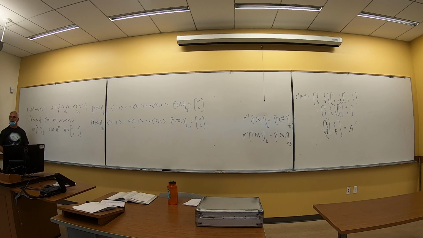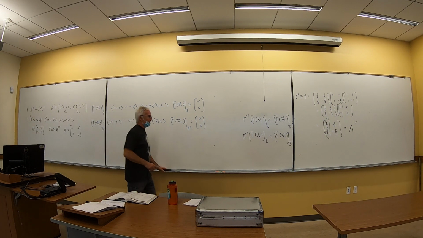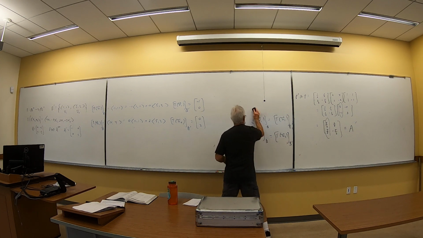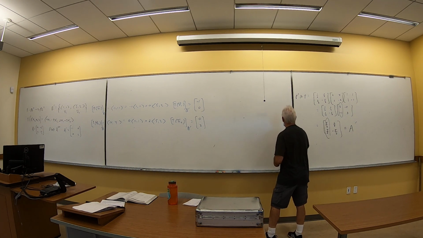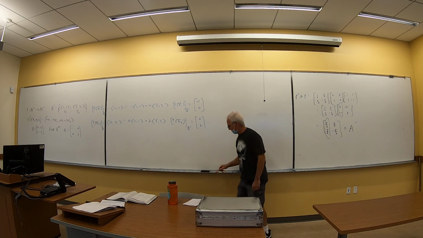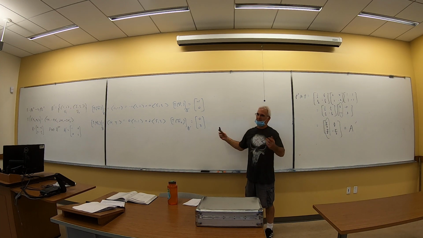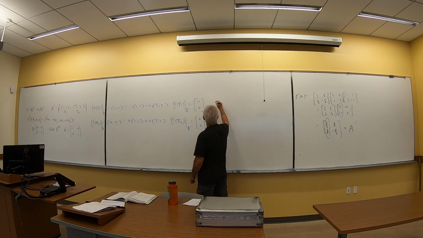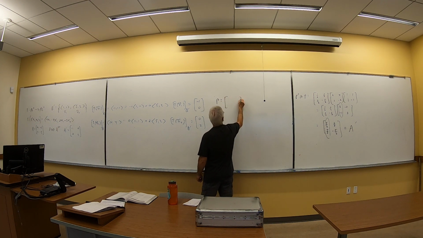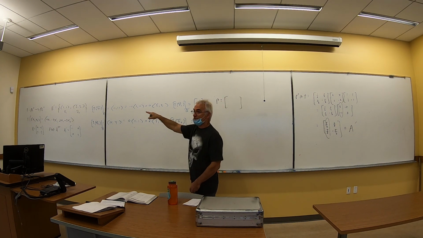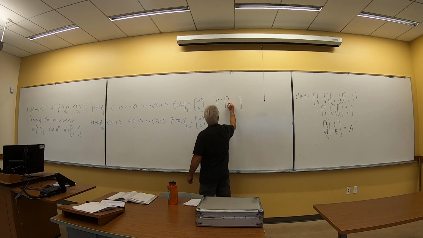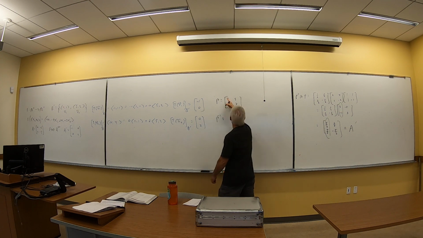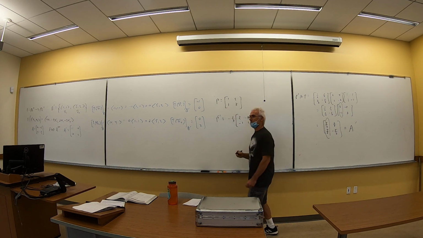Okay, now let's do our P inverse and our P. Because this is 2 by 2, let's take advantage of that. We already know shortcuts. What is P? Those guys as columns. Can you tell me P inverse? So far, so good.